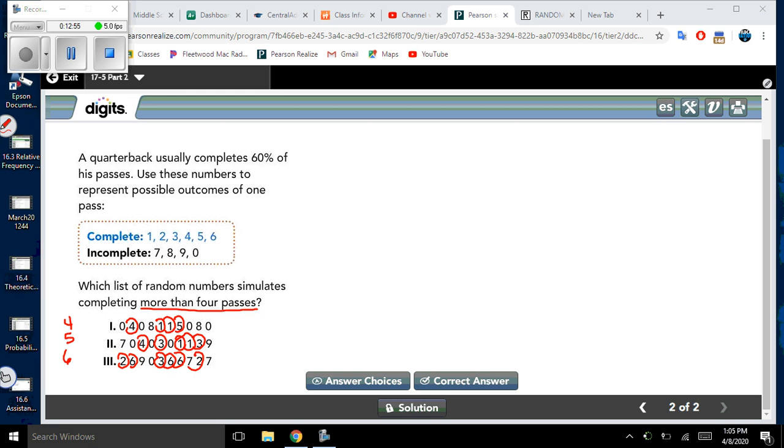So which list of numbers simulates completing more than 4 passes? Looks to me like it's going to be all 3 of those. Oops, what did I do wrong? Oh, more than 4 passes, okay? So 4 is not more than 4, so we're not going to include the first one. All right, moving on to part 3, last part here.